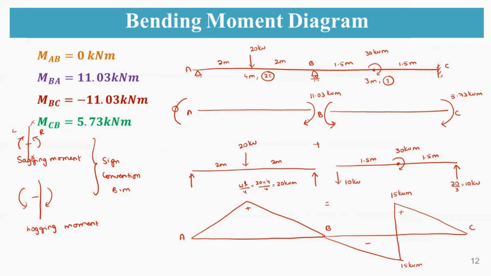Now coming to the fixed bending moment diagram. You can see here at A you have 0. At B you have a hogging moment of 11.03, so that means 11.03 kilonewton meter at this point. Again at this point you have 5.73 kilonewton meter, so some value here. So we can just draw.